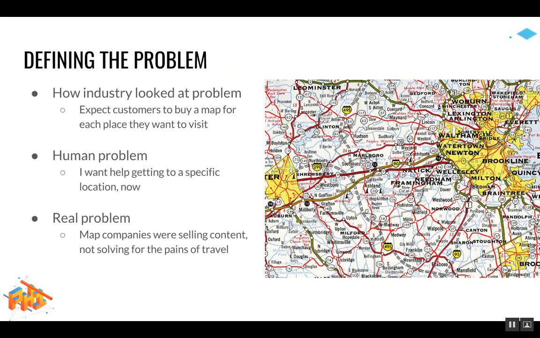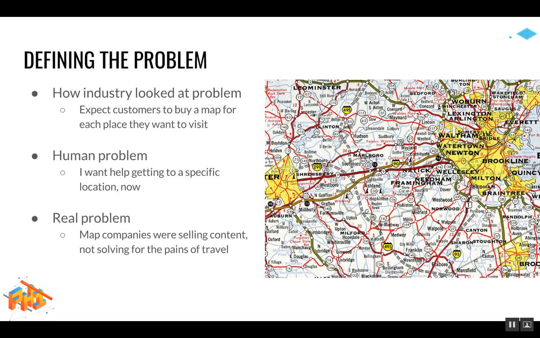What have they done? The first thing is they need to understand how the industry was looking at the problem. At that time, people were expected to buy a map for each place they wanted to visit. This was the industry standard. Looking back at it, it's a little hard to remember that, but this was the reality. You drive to a new state, a new province, a new city, you're expected to buy a new piece of content.